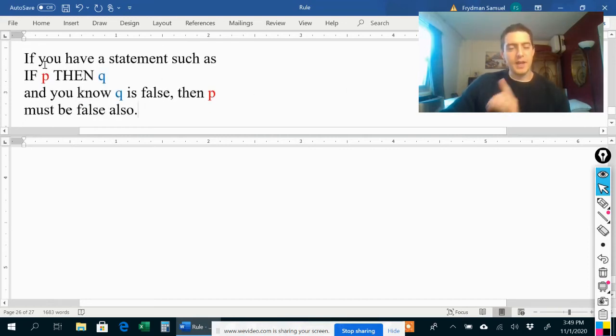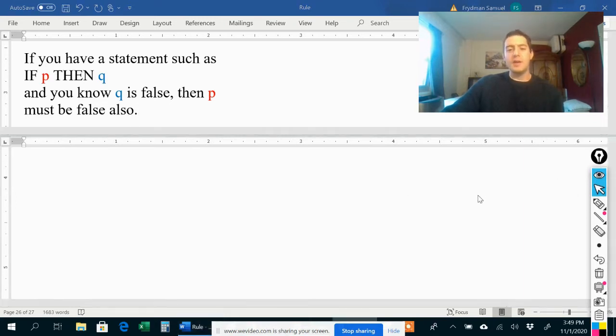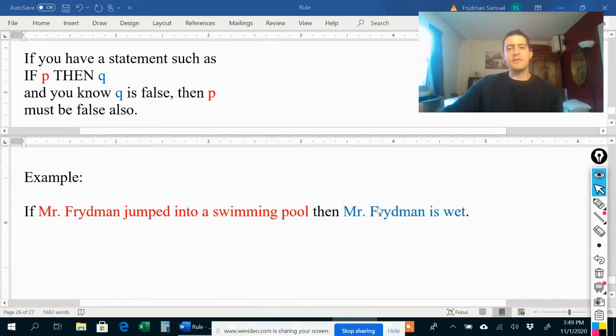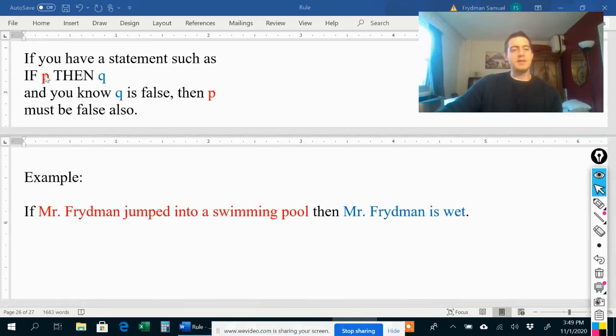So this is something that I want you to understand, and I'll give you an example, and hopefully it won't be too hard to understand. If you have a statement such as if P then Q, and you know Q is false, then P must be false also. That might sound a little bit strange, but I promise you it'll make sense once I read the following example. So in this statement here, this is my P, okay, and this is my Q. So here's my if-then statement.